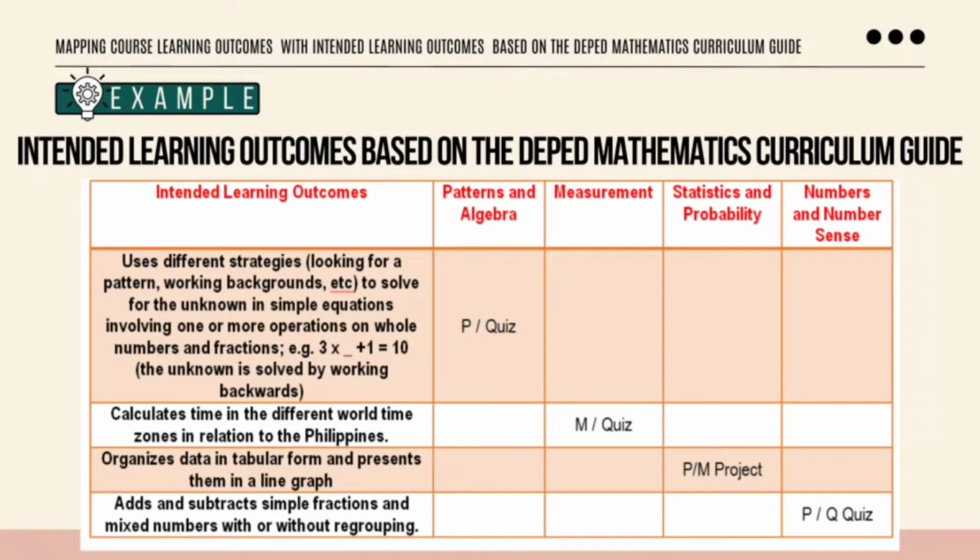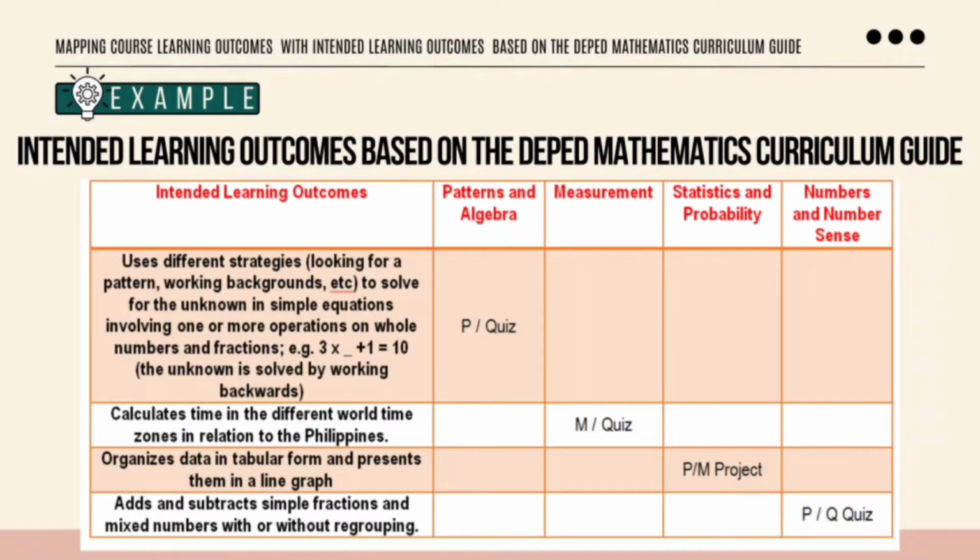I have here an example of an intended learning outcome based on the DepEd Mathematics Curriculum Guide. In the upper part, you can see the course. It is just an example. Here we have patterns and algebra, measurement, statistics and probability, numbers and number sense. So in the first row, you can see the 4 intended learning outcomes since we have 4 courses.